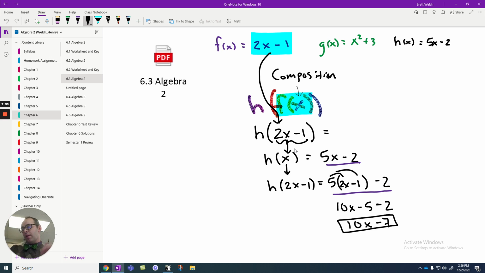Hopefully this idea of burying one function inside of another will become a little bit more clear as you practice it and work on it.